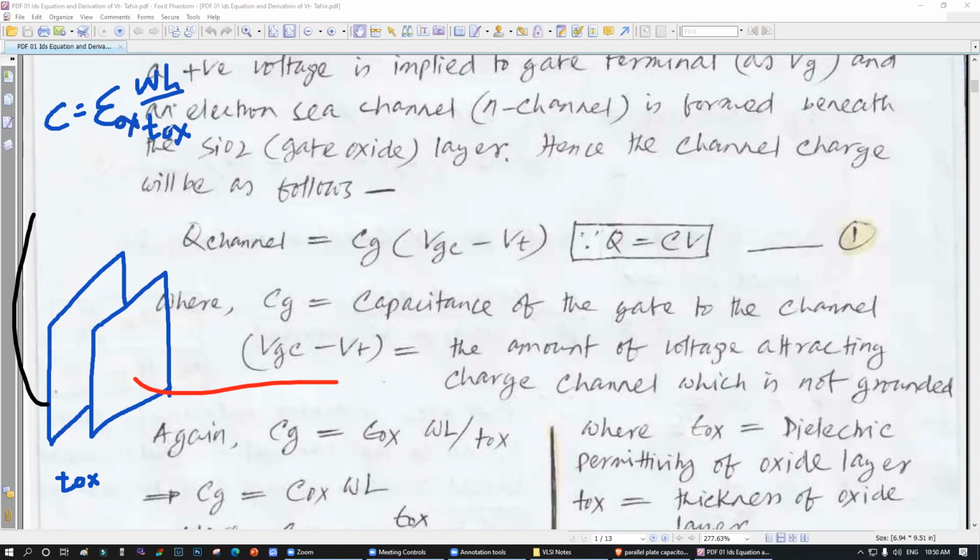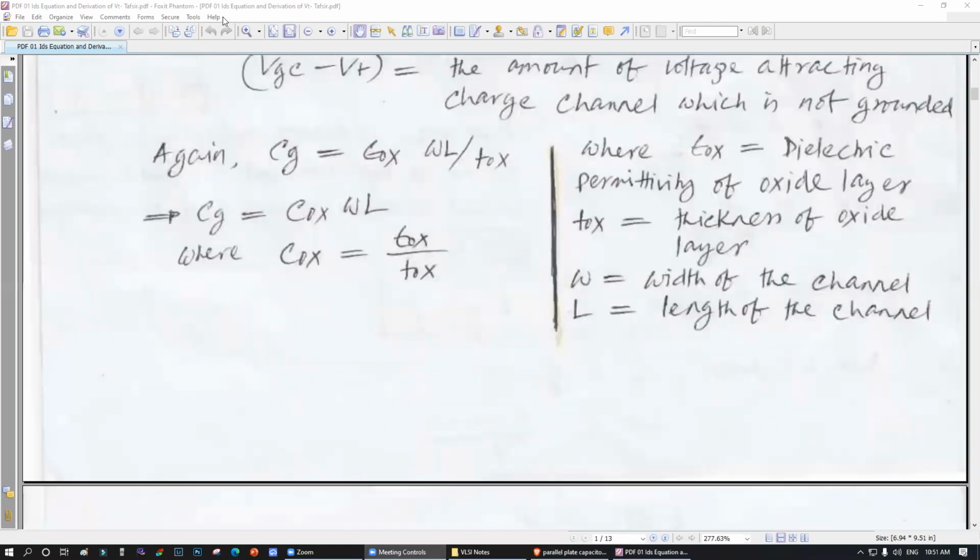Now, once you make it, your epsilon oxide is fixed because the silicon dioxide material is fixed, and the thickness you are going to give is also fixed. So EOX divided by TOX, can we call that COX, the capacitance of oxide? We are calling it COX. So what is the formula finally? Finally, CG is equal to COX times WL, because EOX and TOX become COX.